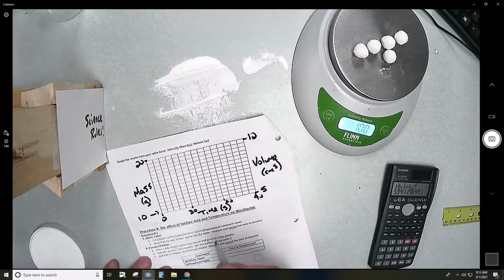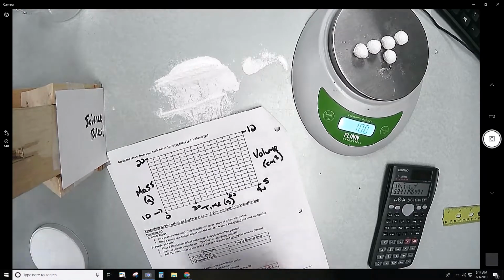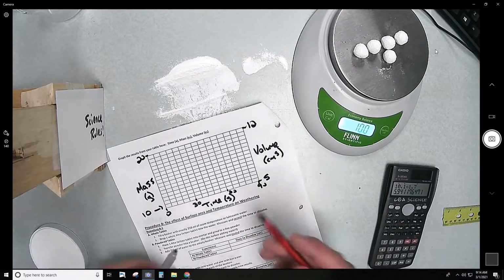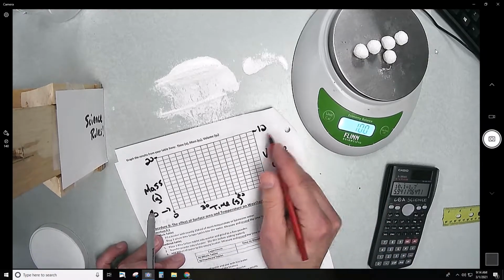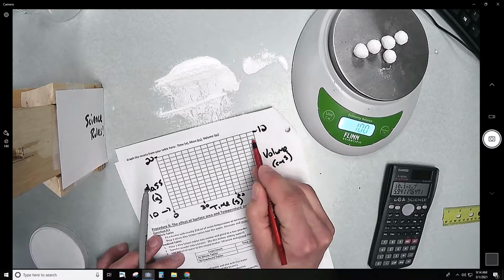Now, the one big thing about this graph is that you're going to have two lines, and you can do them either different colors or whatever. But okay, let's say the volume to begin with was 11. Well, on this scale, 11 is like right around here, right?